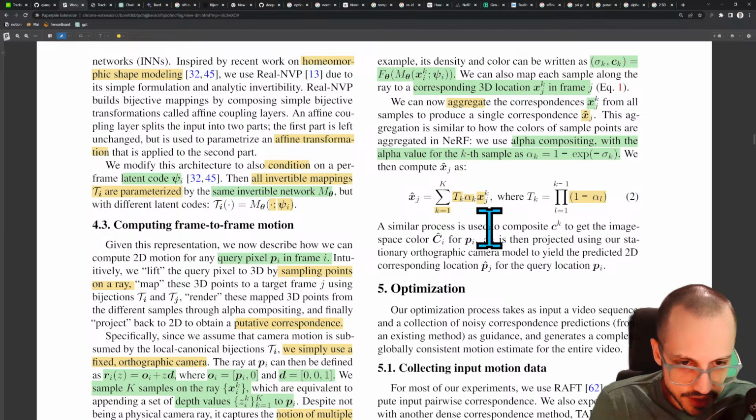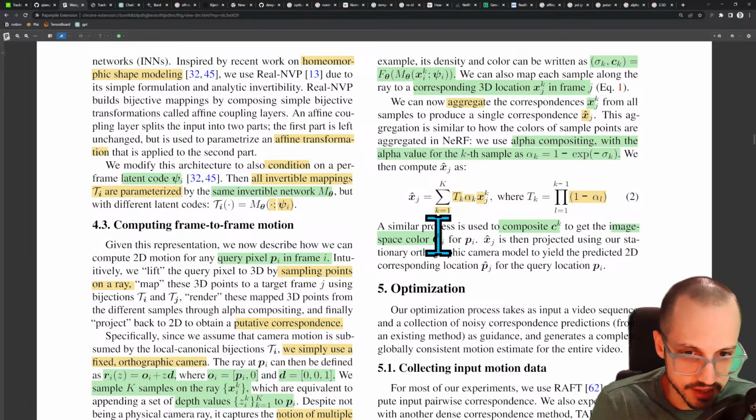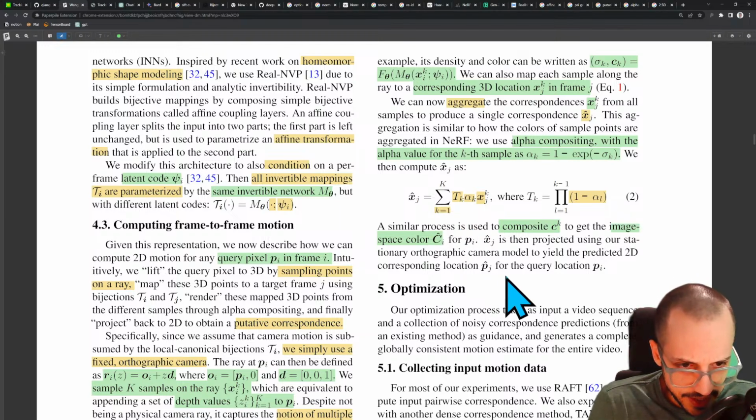A similar process is used to composite Ck. So Ck is the color. To get the image space color, C hat i for pi. So C hat i is the actual final color that you're going to be using. I don't know what C hat i is going to be used for, but that's the actual color in pixel space. X hat j is then projected using our stationary orthographic camera model to yield the predicted 2D corresponding location p hat j for the query location pi.